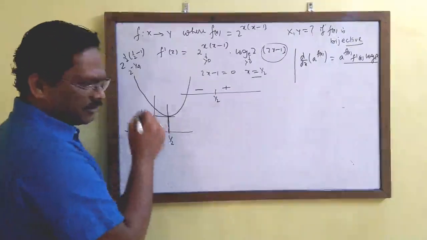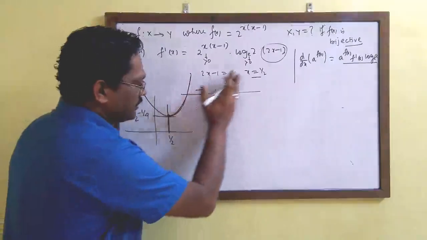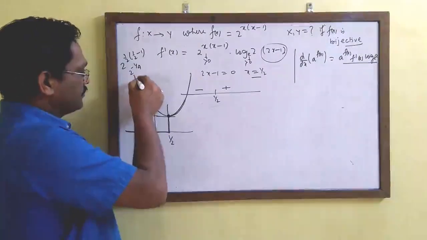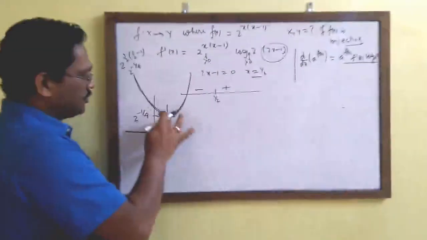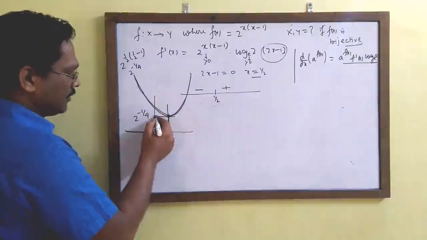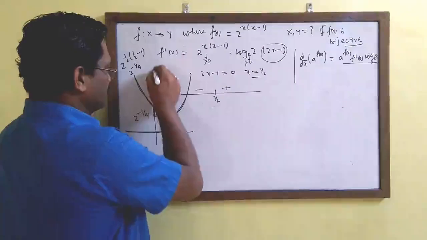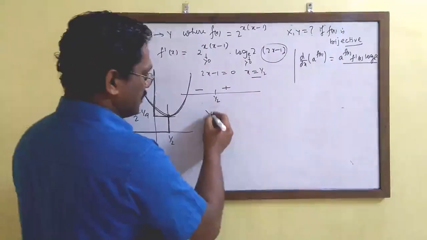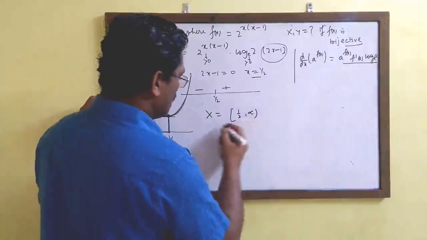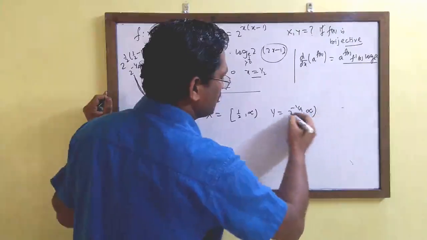Now look at this particular graph. If I consider the domain x greater than half, that means right side, it is increasing. Or minus infinity to half, this is decreasing. So up to here it is 1-1, and from here also it is 1-1. And what should be the range of the function? The range should be 2 to the power minus 1 by 4 to infinity. So if I take x to be half to infinity and y to be 2 to the power minus 1 by 4 to infinity.